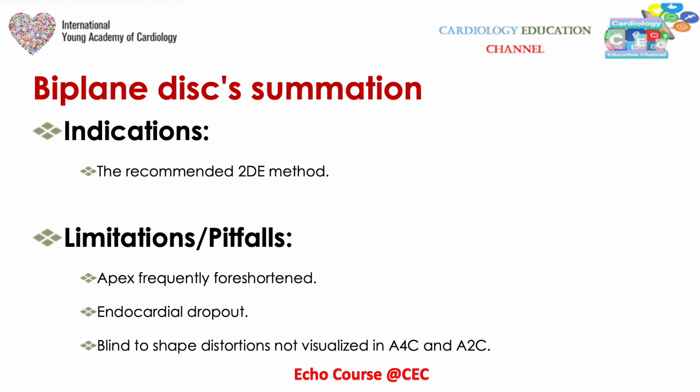The main limitation is that the apex is frequently foreshortened, and you may have endocardial dropout. As we have seen, you may have suboptimal echo image quality in 10 up to 40% of your patients. It is also blind to shape distortion not visualized in the apical 4-chamber and apical 2-chamber views. For example, if you have an akinetic and aneurysmal part of the basal inferolateral wall, you may not see this in the apical 4-chamber or the apical 2-chamber view. You may see it only in the apical 3-chamber view. So this shape distortion may not be visualized in the views that you are using to acquire your ejection fraction estimate.